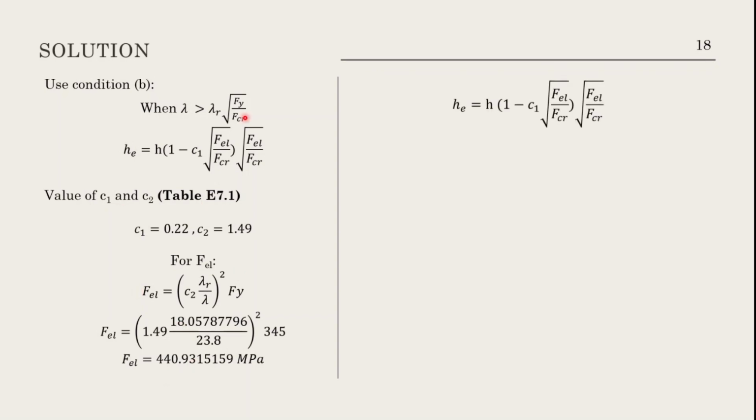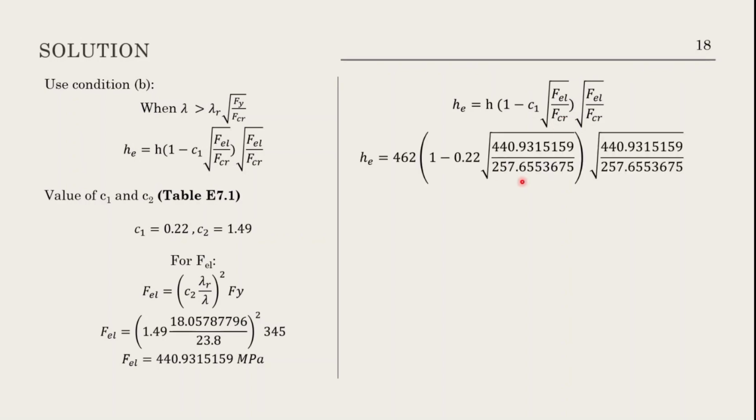But our He will change because we have a different Fcr for the limit state flexural torsional buckling, no? So earlier we computed this but for the limit state flexural buckling. This time we will compute it again because the limit state you are computing is flexural torsional buckling. Okay, so we just substitute 440 and then for Fcr we substitute 257. Therefore we have He equals 430. So from that, we can now compute the effective area.